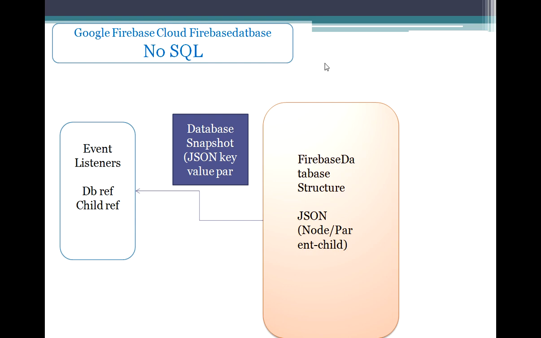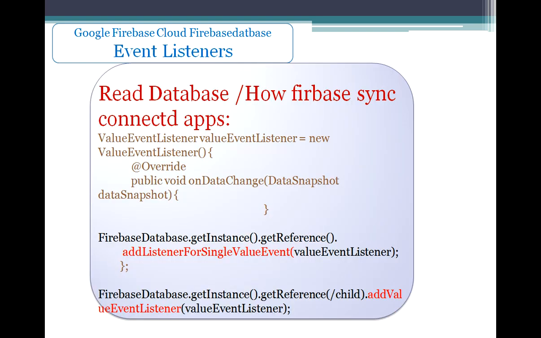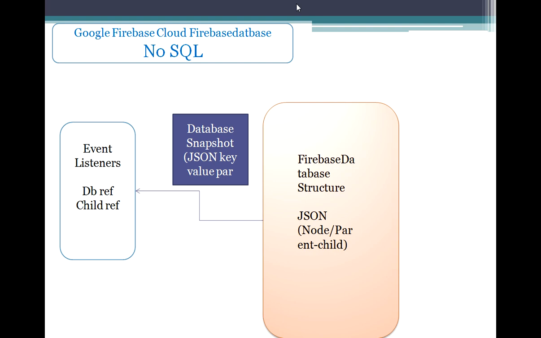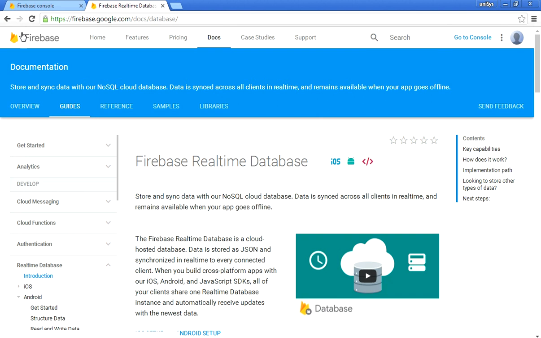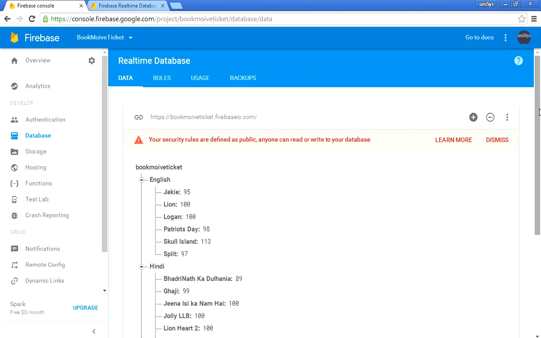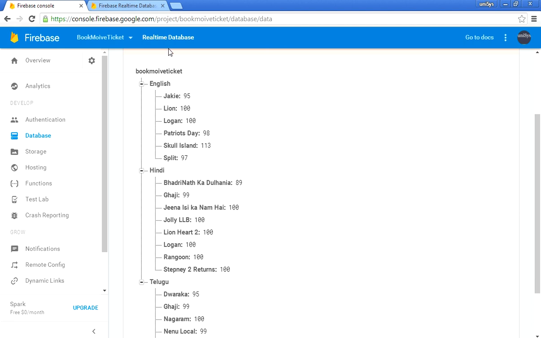This Firebase database is NoSQL, and it stores data in JSON format, with a node parent-child relationship. Its structure is a JSON structure, not an SQL structure. Look here. It stores like this. We have a parent English, and then its children, the movies, and Hindi is a parent and Telugu is a parent, each with children. So it stores the data in a JSON structure.